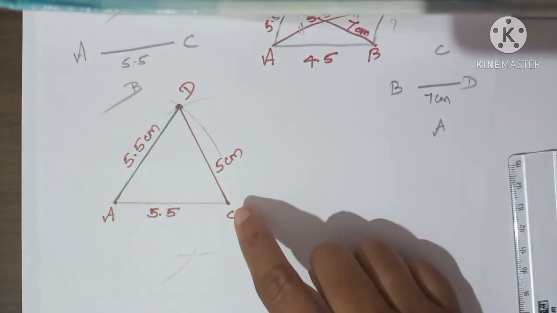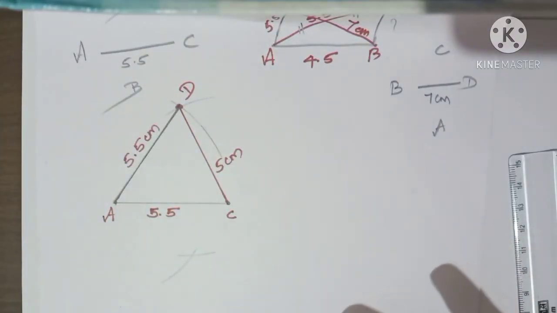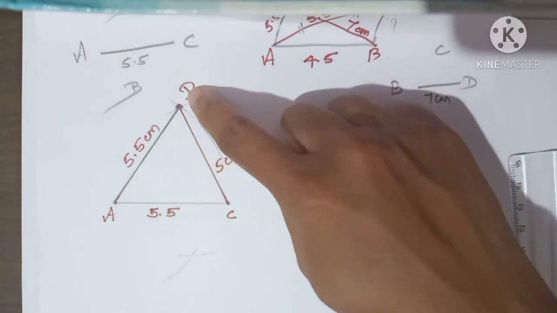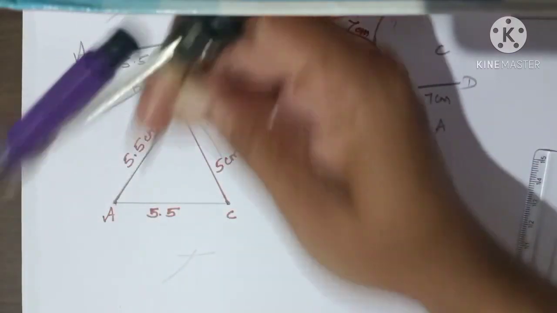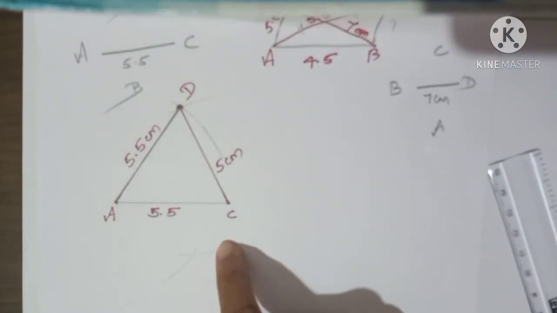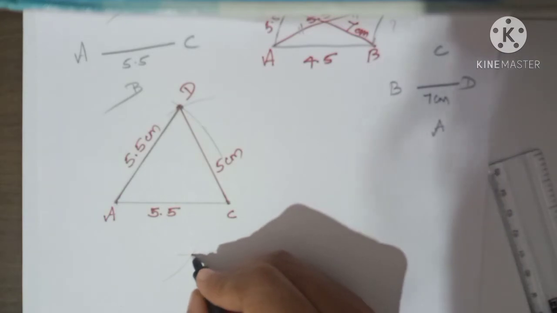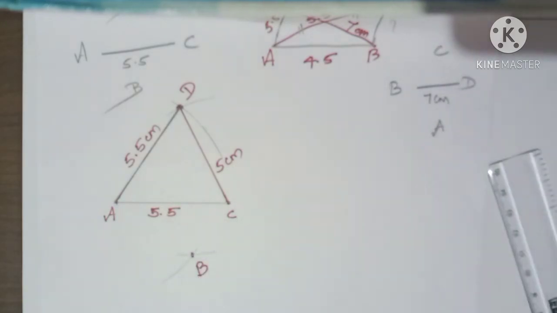Since CB, we don't know the measurement, but we know the diagonal BD is 7 centimeter. So we are measuring 7 centimeter in a compass. We are keeping that at the point D and cutting an arc here. So we got the point B.